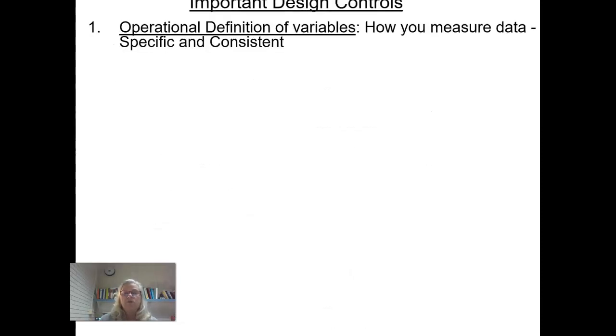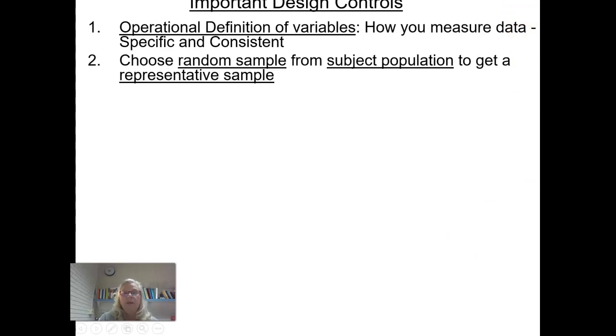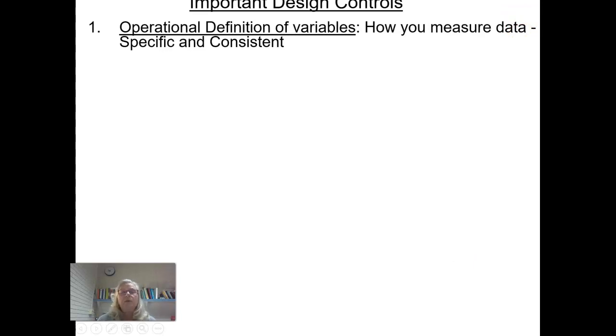Okay, so important design controls. When we are designing a study such as this one, first of all, we need to have operational definitions of variables. How are you going to measure the data? They need to be specific and they need to be consistent so that they can be replicated.